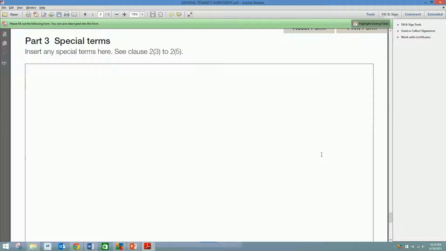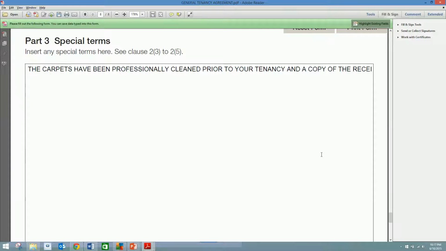Alright, we're on to part 3 now, special terms. So this is where the landlord can include any extra information that they need you to agree on. The most common thing is to do with the carpets being cleaned. So we're going to say the carpets have been professionally cleaned prior to your tenancy, and a copy of the receipt has been produced. So you remember, you're copying this into your copy of the form in your booklet.